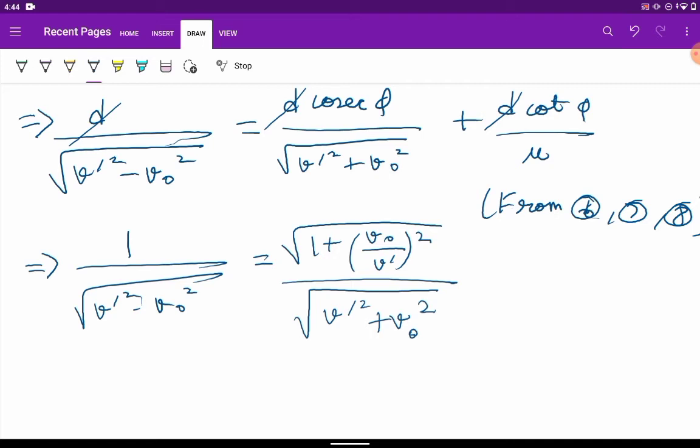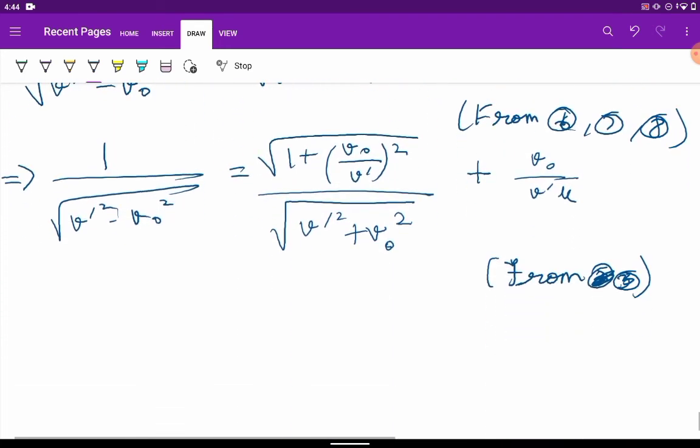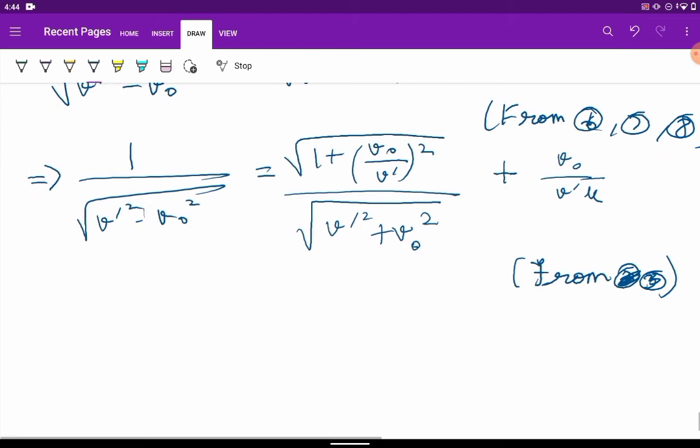Plus cot phi is just the reverse of tan phi, v naught by v dash, and u is in the denominator. This all came, apologies, from 3. Yeah, so from equation 3, the value of cot phi and cosecant phi. Now there's a lot of square roots and all here. What we need to find out is u.